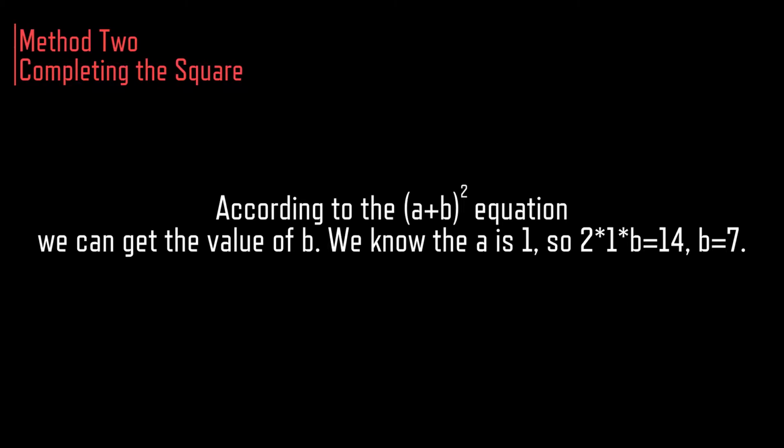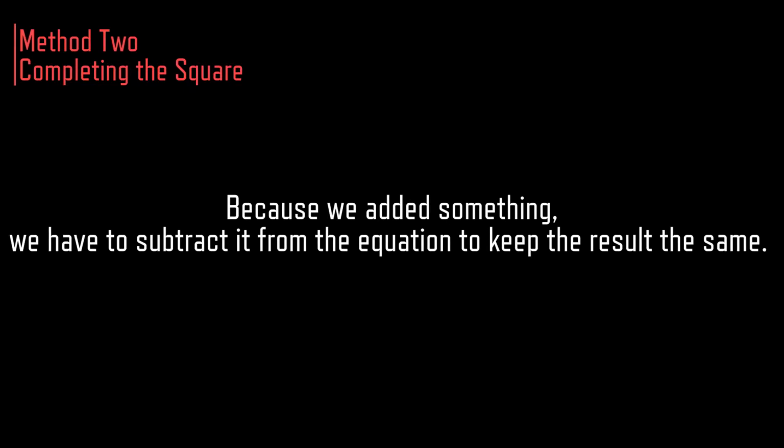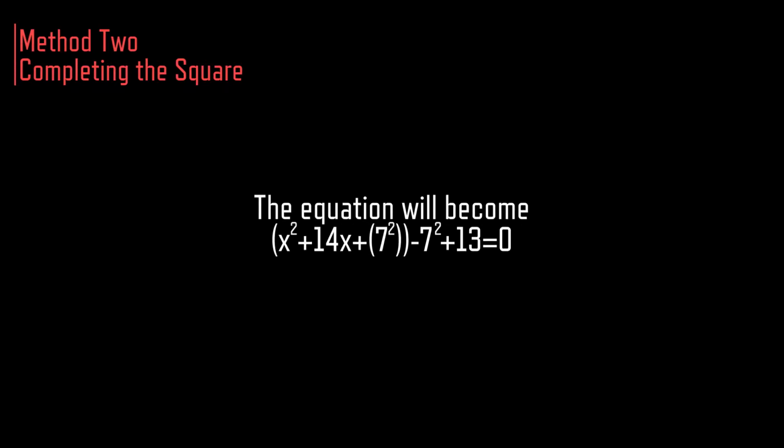According to the (a plus b) squared equation, we can get the value of b. Because we know that a is 1, so 2 times 1 times b equals 14, so b is 7. Because we added something, we have to subtract it from the equation to keep the result the same. The equation will become (x squared plus 14x plus 7 squared) minus 7 squared plus 13 equals 0.